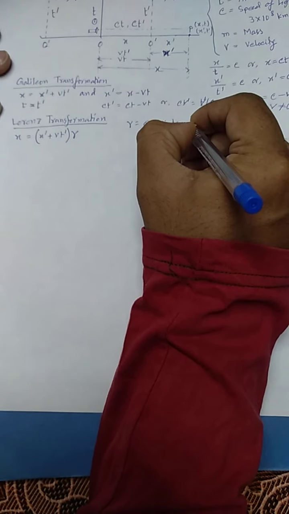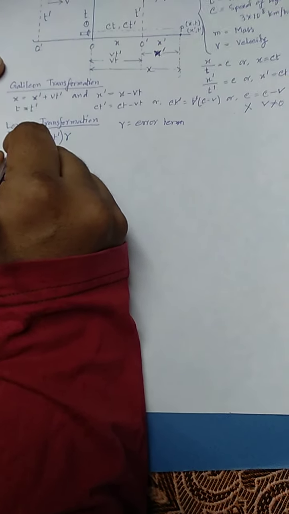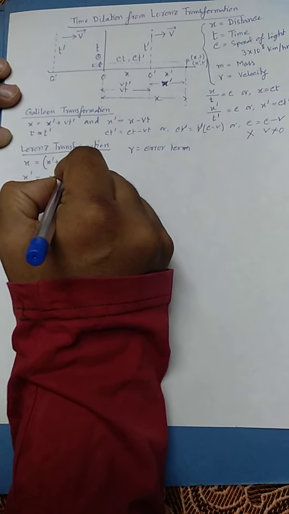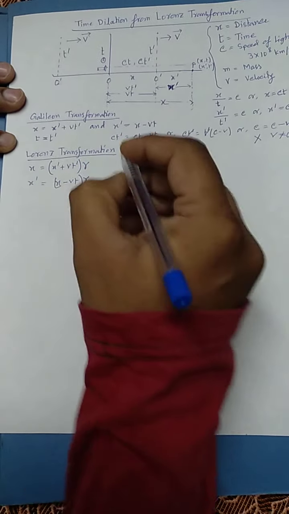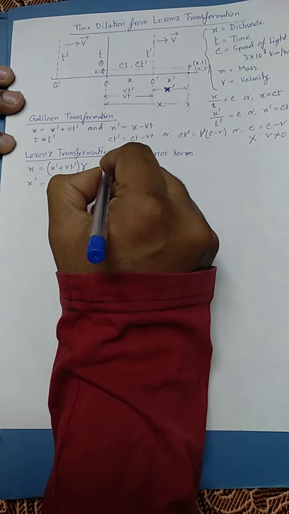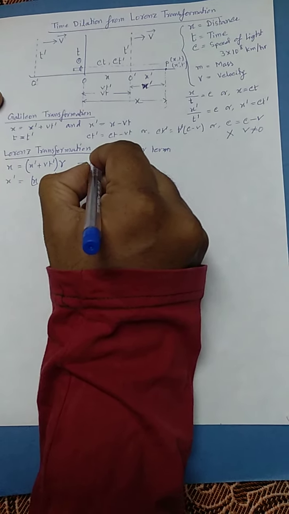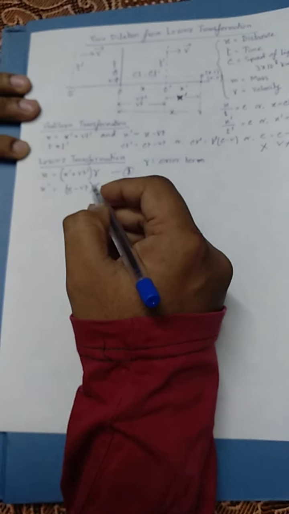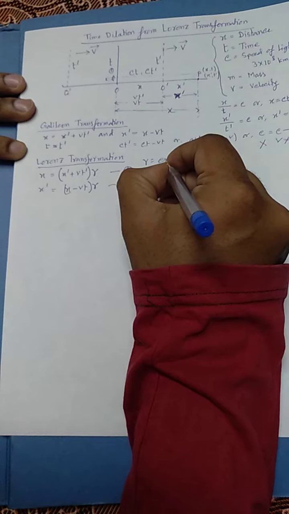Let us assume this gamma is the error term that we made mistake here. And x prime is equal to (x minus vt) times gamma. Now let's assume these are equations 1 and 2.